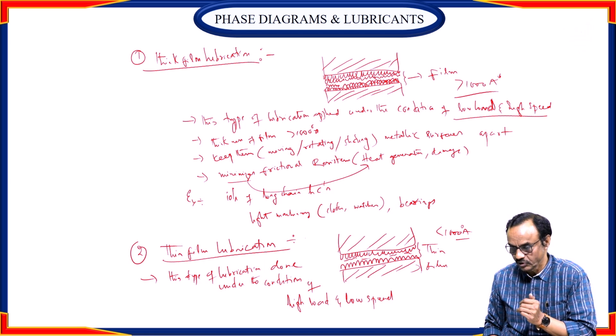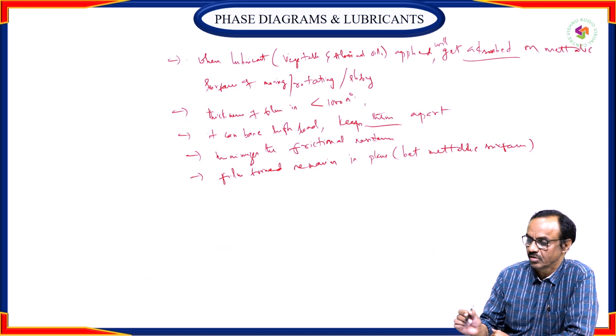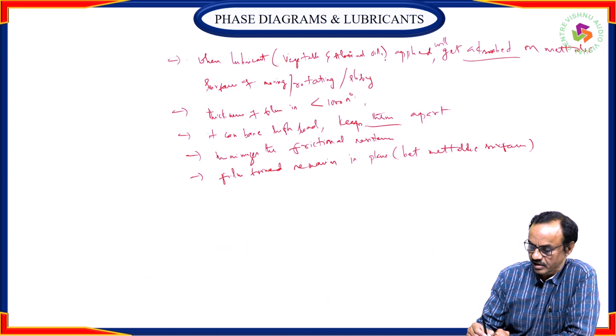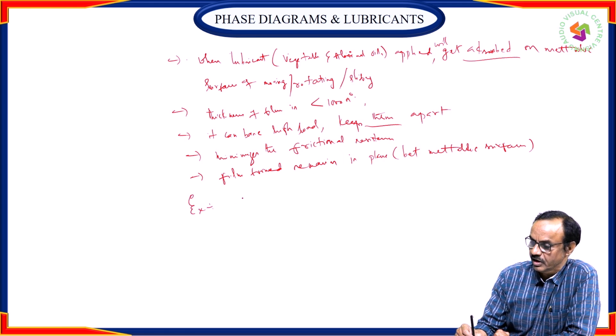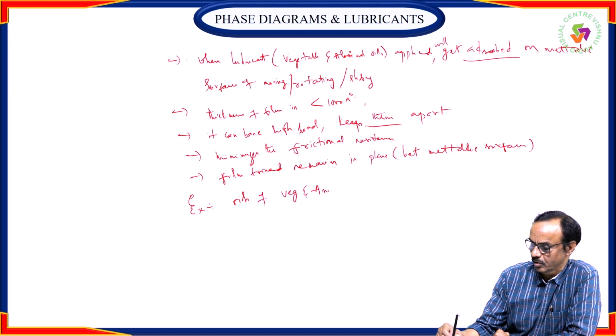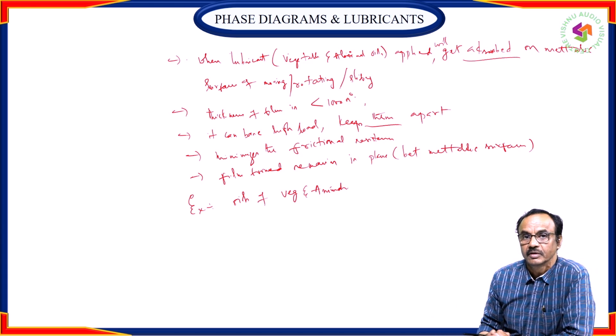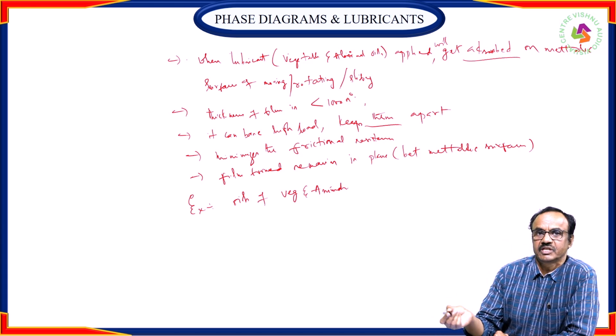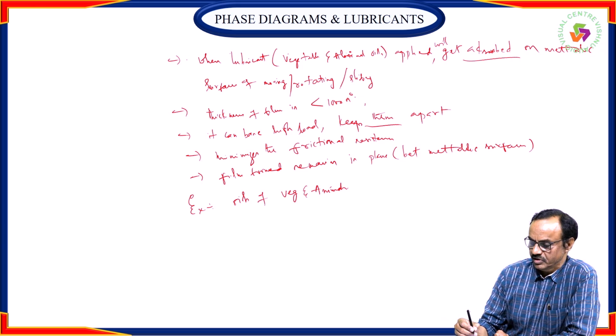The oils that we use for this kind of lubrication are vegetable and animal oils. Example oils you can mention the same: oils of vegetable and animals, right? Heavy machinery. This type of lubrication is applied in heavy machinery.